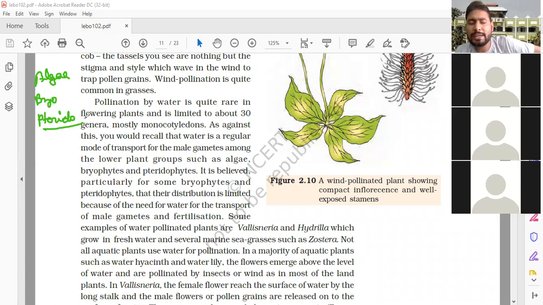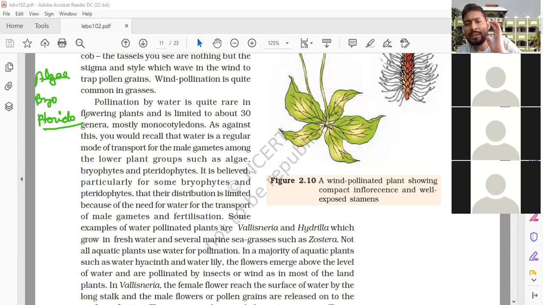In algae, bryophyta, and pteridophyta, fertilization takes place through water current. So water is the necessary component for the fertilization of lower plants, basically algae, bryophytes, and pteridophytes. But for the higher plants, it is not needed, or rather it is needed in very small numbers.